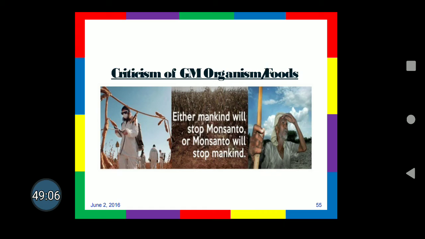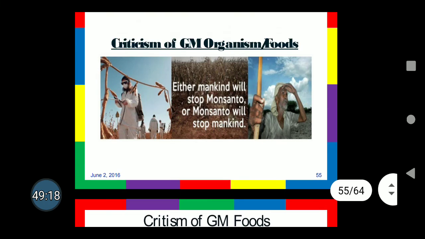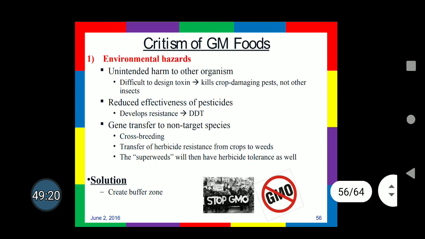Criticism is there: either mankind will stop Monsanto or Monsanto will stop mankind. This is the controversy of genetically modified food. What are the criticisms or disadvantages of genetically modified food?